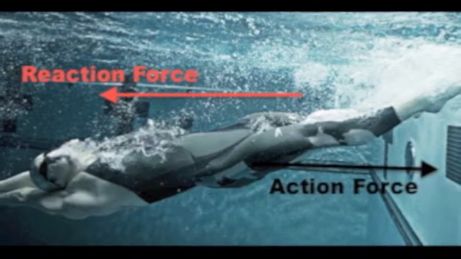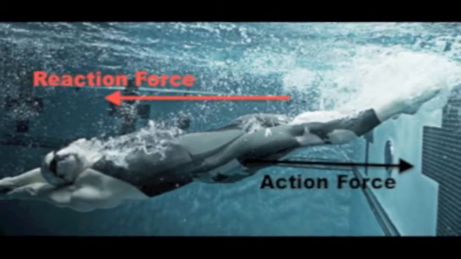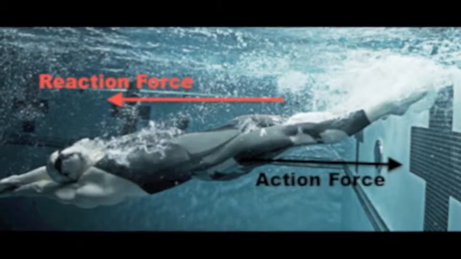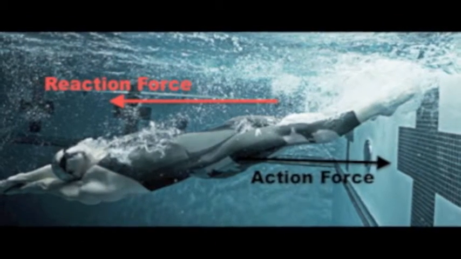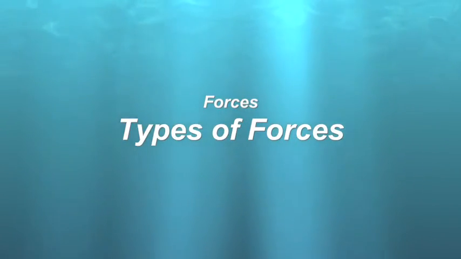For the push-off, a swimmer applies a force against the wall. For this action, the reaction is an equal force, which is the reaction force, applied back on the swimmer and pushes them off the wall. Let's now look at the types of forces involved.